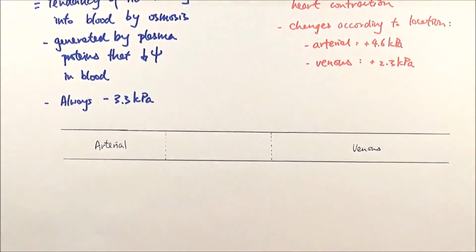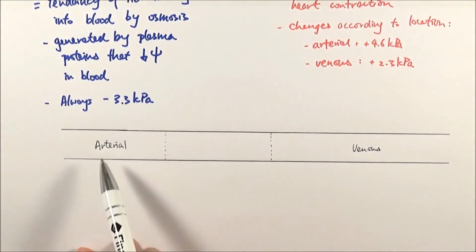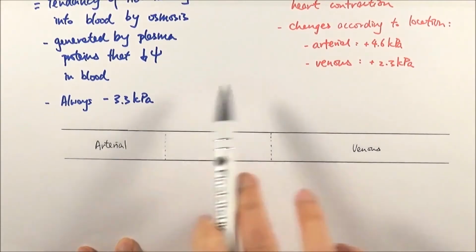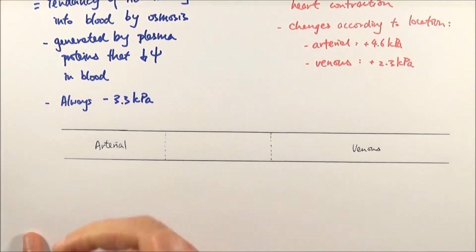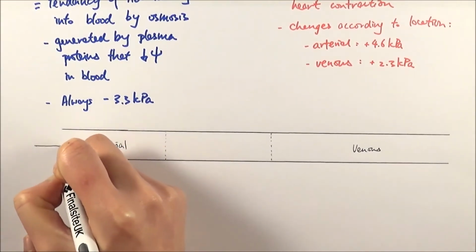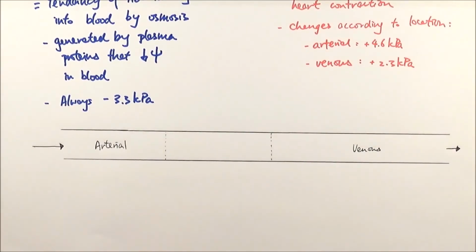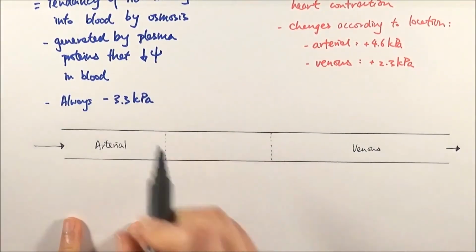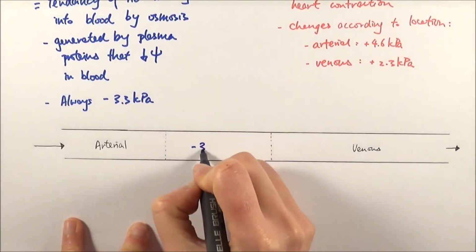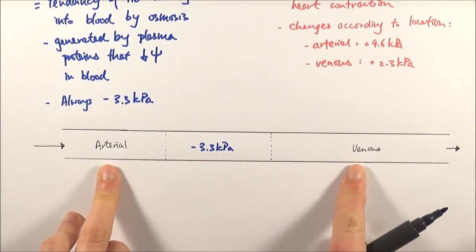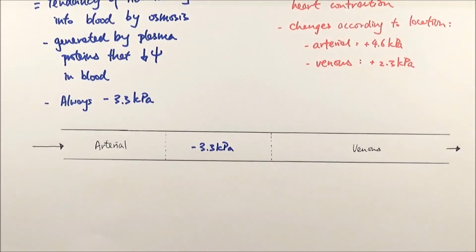Here is a simulation of the capillary. This bit here is the capillary, and the tissue fluid and the cells are surrounding it. This is where the blood comes in from the arteries, and this is the direction of the blood. Within the capillary there's oncotic pressure, which is always minus 3.3 kilopascal, and the hydrostatic pressure changes in these two bits. Here we'll be comparing the two to figure out what's going on.